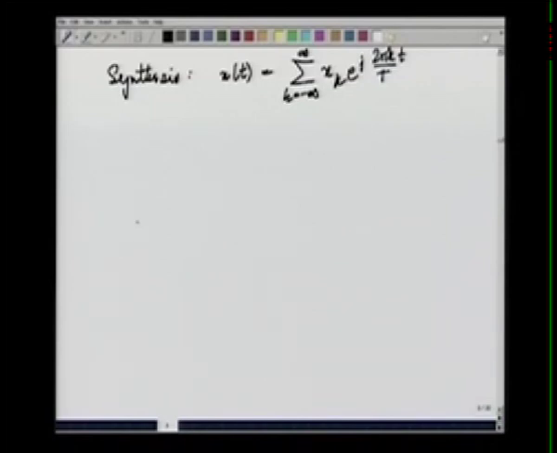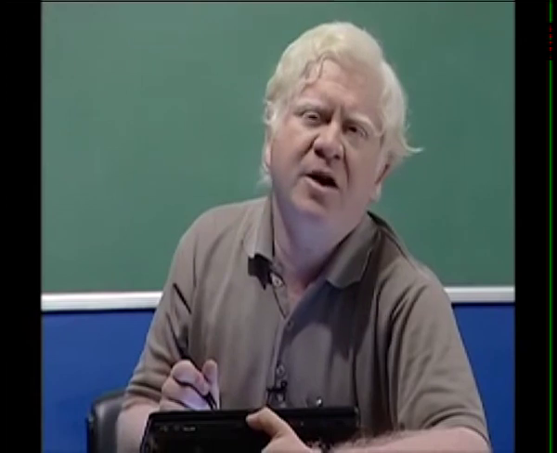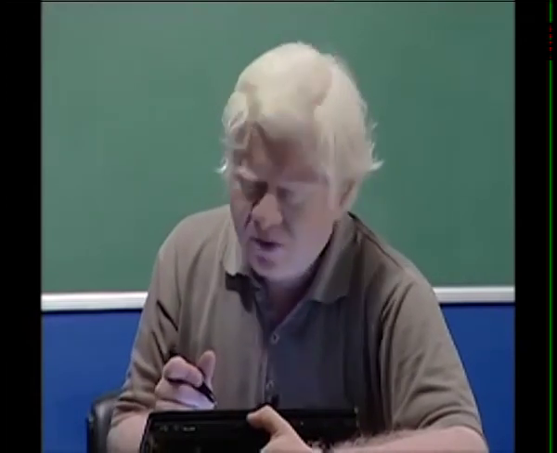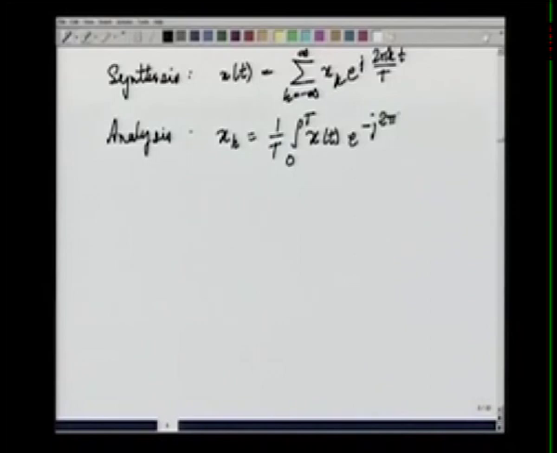It is a sum of exponential functions. Each exponential function is periodic and harmonically related to the x(t) in question. Then we have the analysis equation. X_k is given by 1/T integral 0 to T x(t) e^(-j2πkt/T) dt. The minus is there because we complex conjugate the second member of the correlation.